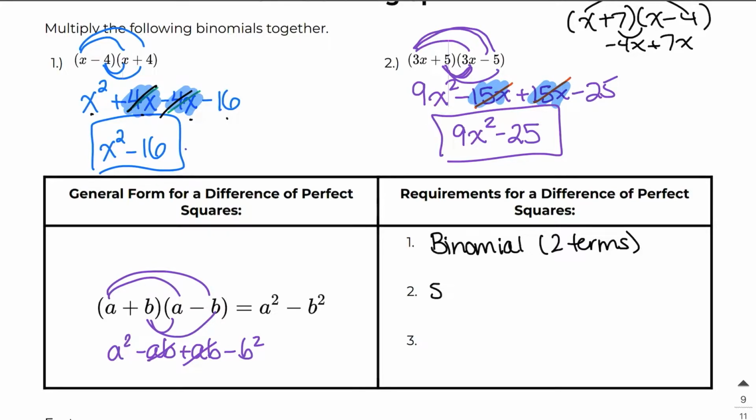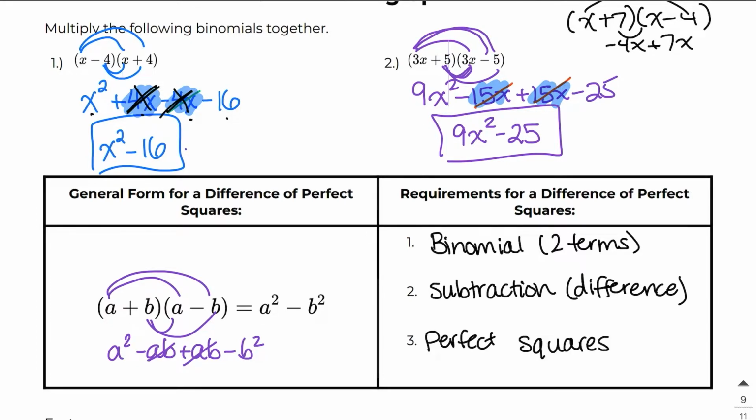The second requirement is you have to have subtraction. And the reason why you need subtraction, first of all, that's where the word difference comes from. The reason why you need to have subtraction is because the only way that the outer and the inner cancel is if the signs are opposite of each other. But if they're opposite of each other, then the negative times the positive gives us this negative that we have right here for this 16. And then the last requirement is that we have to have perfect squares. If all 3 of these things are in the expression, then we know it's a difference of perfect squares, and differences of perfect squares are one of the easiest factoring problems you could get.